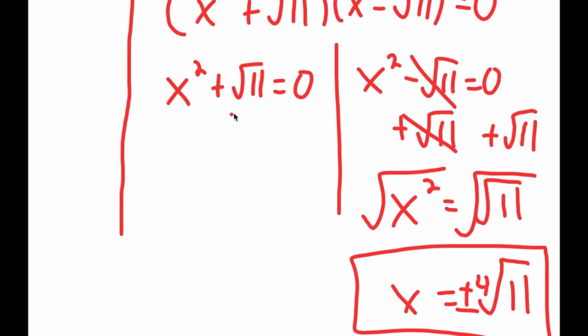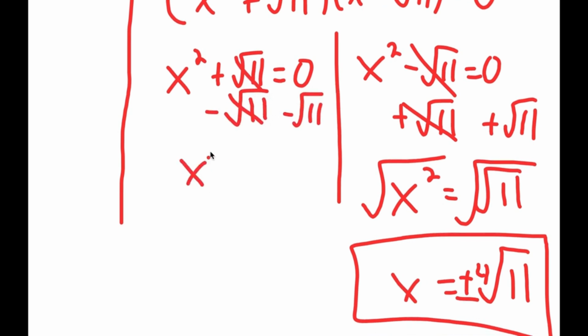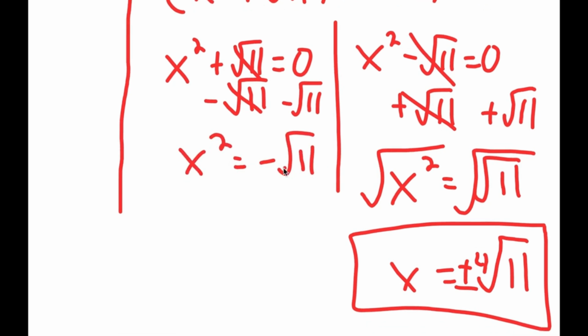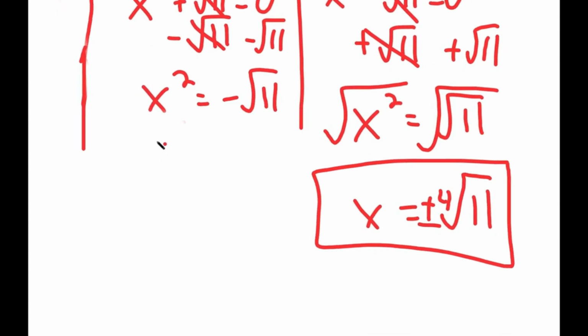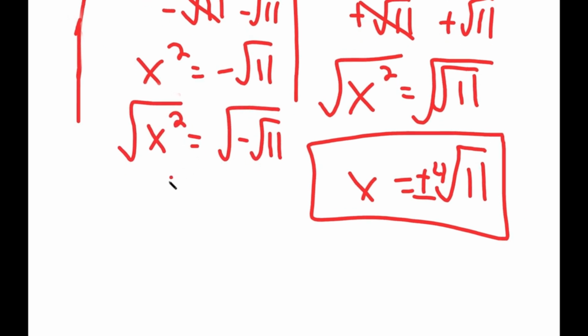Now for x squared plus the square root of 11 is equal to 0, I'm going to subtract the square root of 11 on both sides. So I get x squared is equal to negative square root of 11. So now I get the square root of x squared is equal to the square root of negative square root of 11. So the square root of x squared is x, and the square root of the negative square root of 11, I can write as the square root of negative square root of 11.